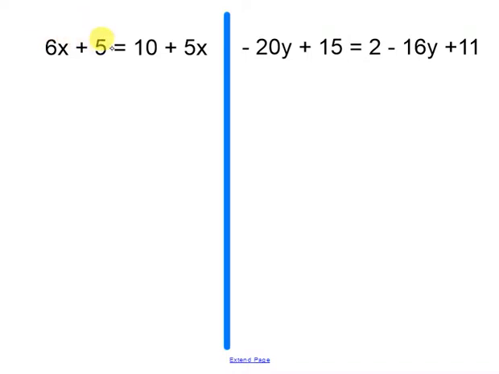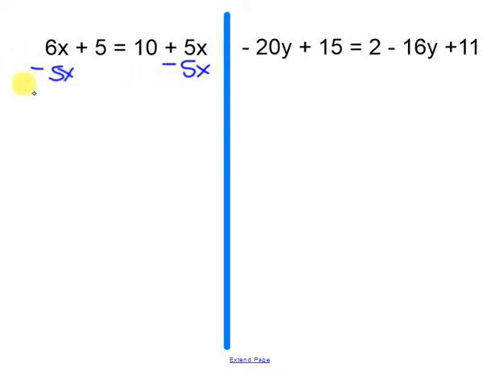So 6x plus 5 equals 10 plus 5x. There's no distributive property, so we can get rid of step 1. Step 2 says combine like terms on each side if necessary. Well, can't combine over here, cannot combine over here. So I move right along to step 3. I need to get this variable over to the left-hand side. So I'm going to do minus 5x minus 5x.